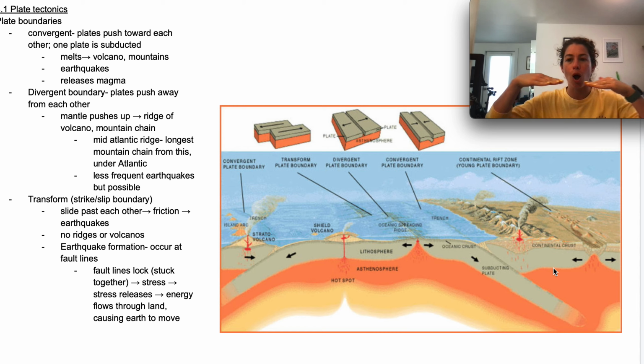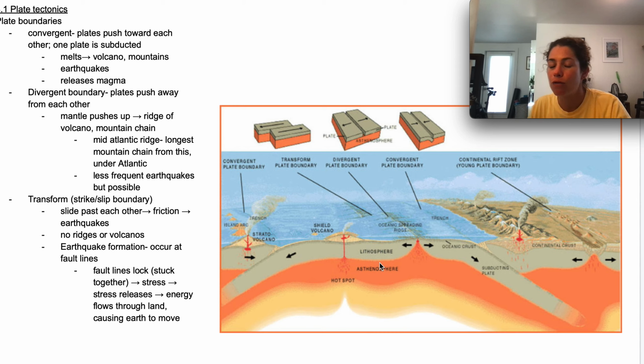If your plates are moving away from each other, that's called a divergent plate boundary. Here they're spreading apart, and that's how you form ocean spreading. You can get seafloor ridges. The mantle from the asthenosphere pushes up through the lithosphere. Generally, you don't get as many earthquakes here. You just get a lot of magma flowing up. But it is possible. Wherever these plates are moving, it's a high friction area.